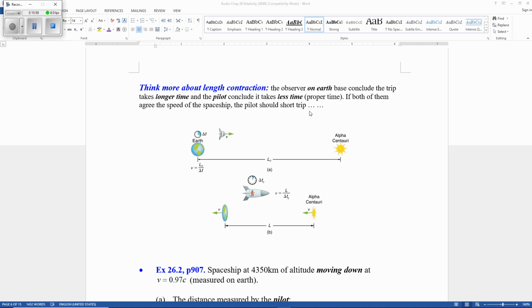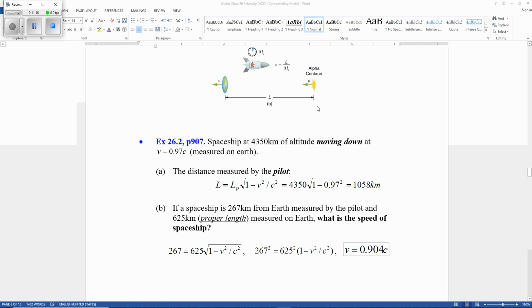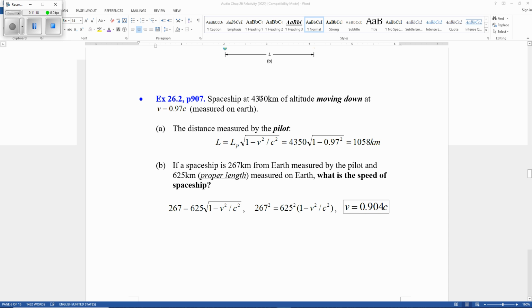When we first study special relativity, we always feel a little confused. But after you think a few times, everything will make sense to you. So now we're going to try this example.